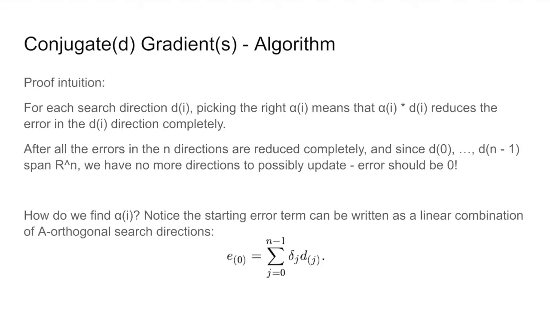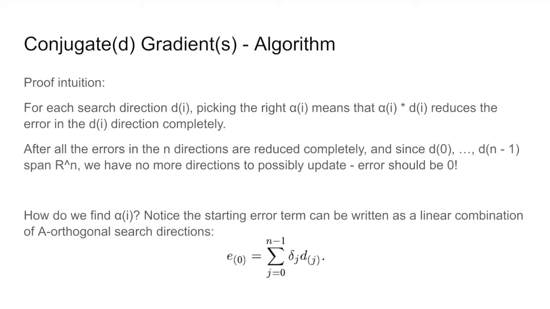We begin with an intuition of the proof. For each search direction d_i, if we pick the right alpha_i step size, that means that the update alpha_i times d_i reduces the error in the d_i direction completely. After all the errors in the n directions are reduced completely, and since these search directions d_0 to d_{n-1} span the entire space of R^n, we have no more directions to possibly update and no more errors to possibly clean. Our error should be 0 then. This begs the question, how do we pick the step sizes alpha_i such that the error gets reduced completely?